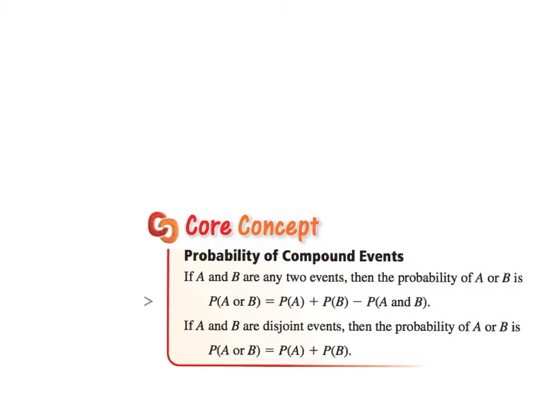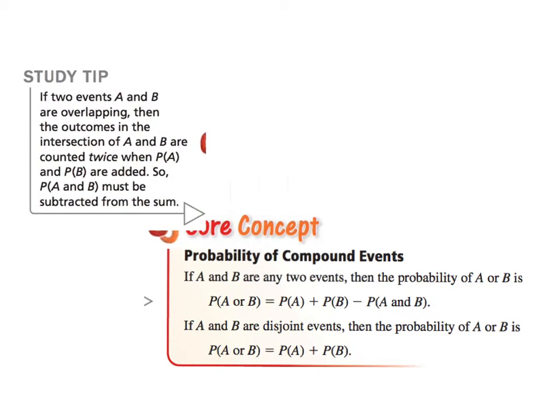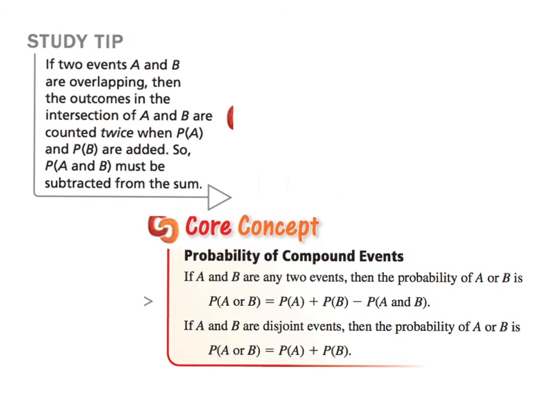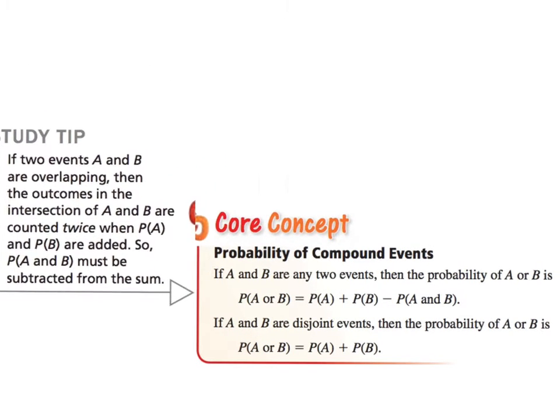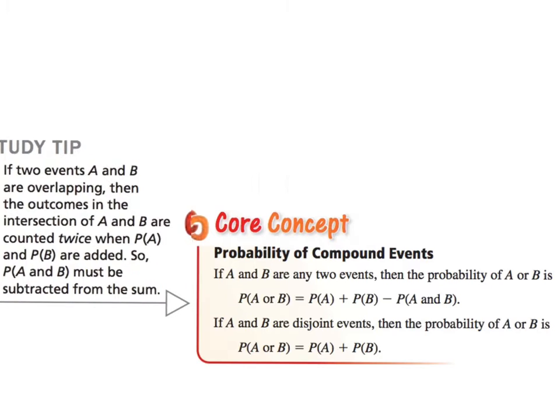Here's your core concept. If A and B are any two events, then the probability of A or B is the probability of A added to the probability of B, but then you have to subtract the probability of A and B. Now you're like, why do I have to subtract? Because of this. Here's your study tip. Let's put it here.